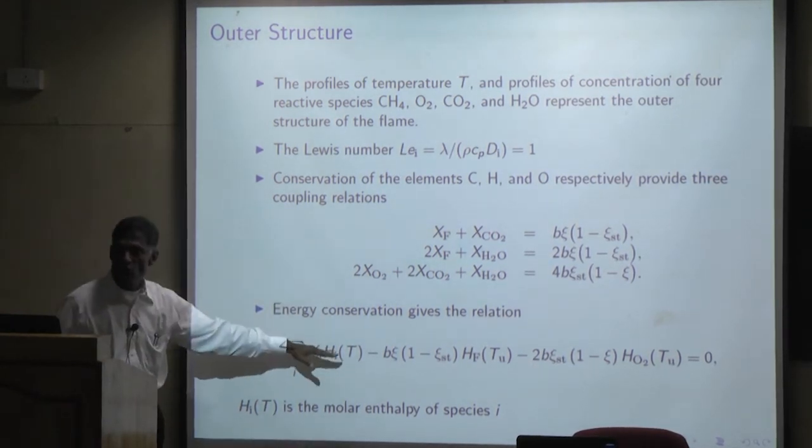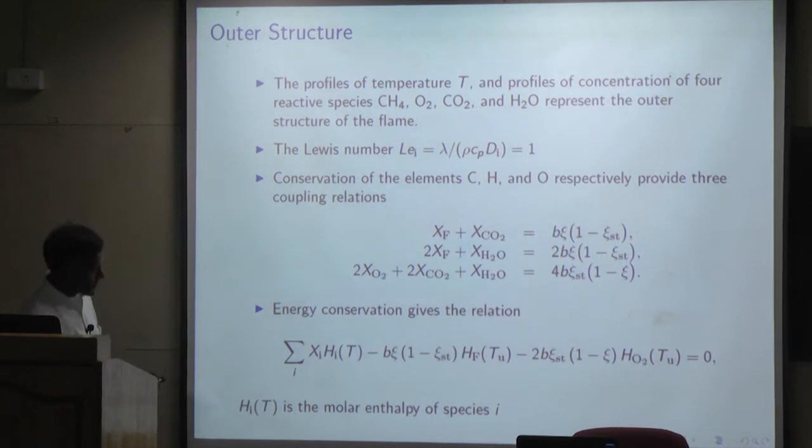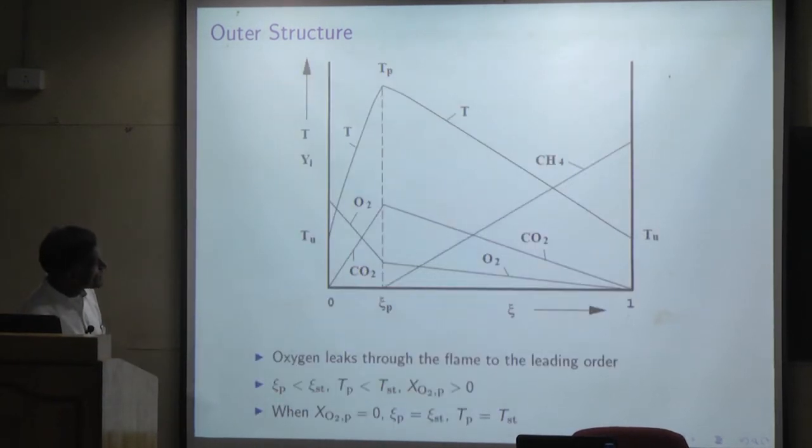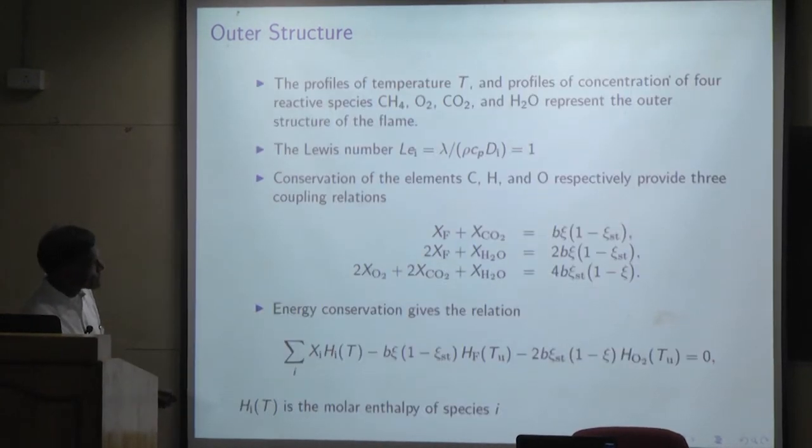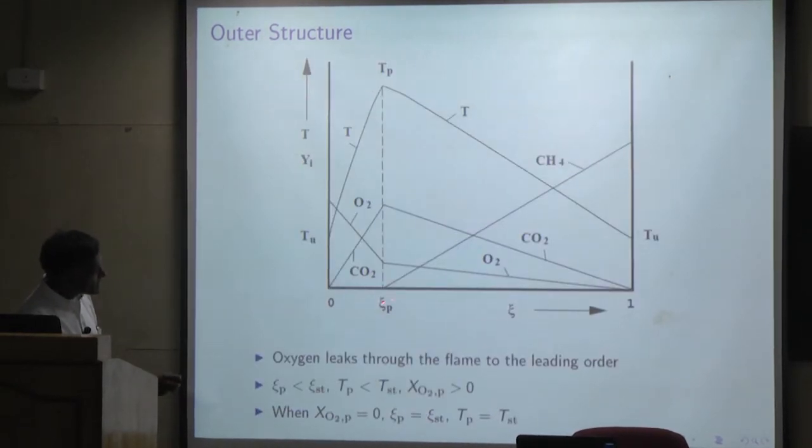This is all you need to write down to construct the outer structure. If you solve this set of equations, the other prescription you need is that at Cp, CH4 goes to 0, and then you prescribe the leakage. You pick a value for the leakage.